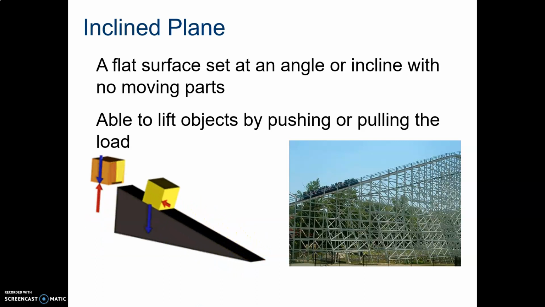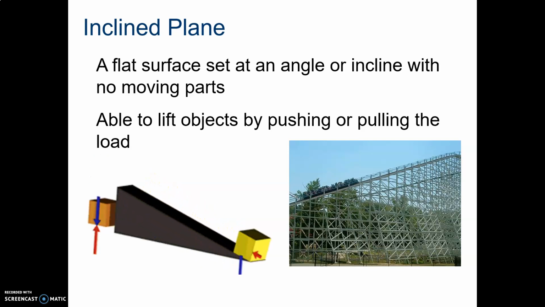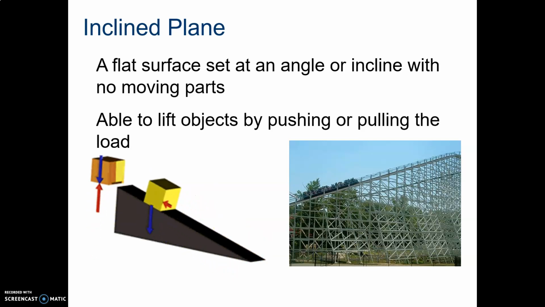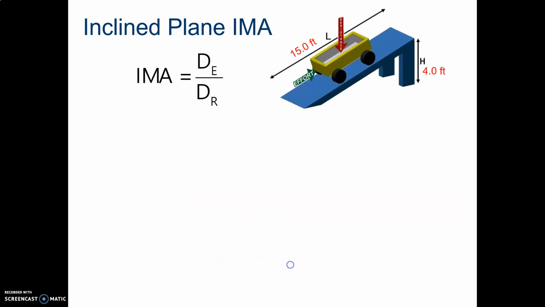An incline plane is useful in helping to move objects along a longer distance, but up vertically. So it takes the load off of the person, and the incline plane helps. So it's basically a flat surface that's set at an angle. And it doesn't have any moving parts. So you are able to lift that object up to that vertical height by pushing or pulling the load.